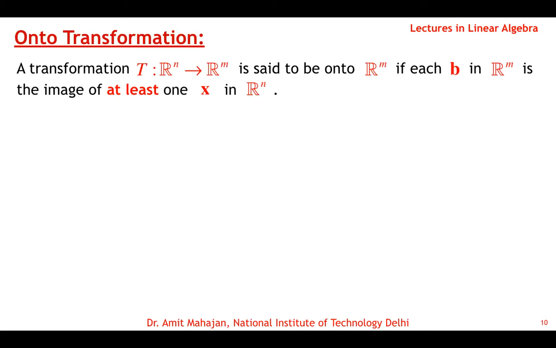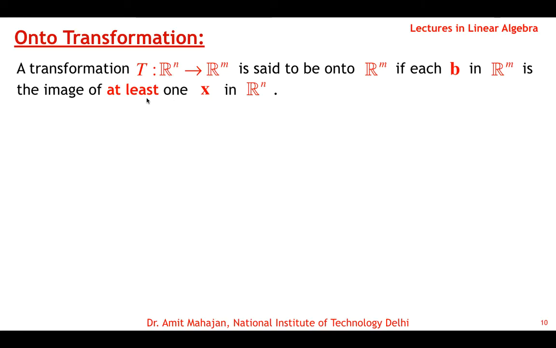Now we talk about two transformations here. One is the onto transformation and the other is the one-to-one transformation. By onto transformation we mean that a transformation T from Rn to Rm is said to be onto Rm if each b vector in Rm is the image of at least one x in Rn. That means any transformation is said to be onto if every vector in the codomain has a pre-image. Okay, so every vector b in Rm has a pre-image, meaning it has at least one vector in Rn.